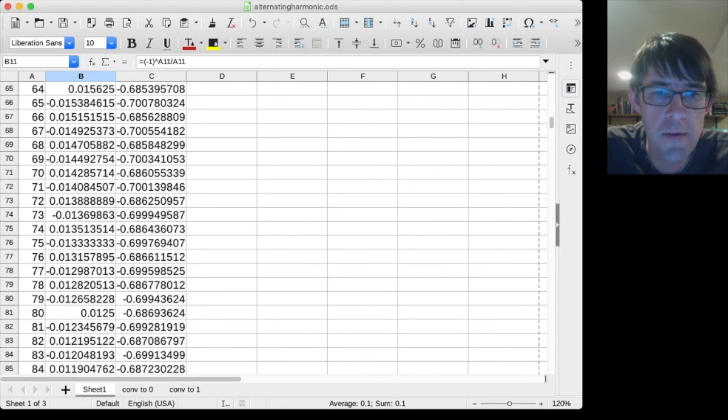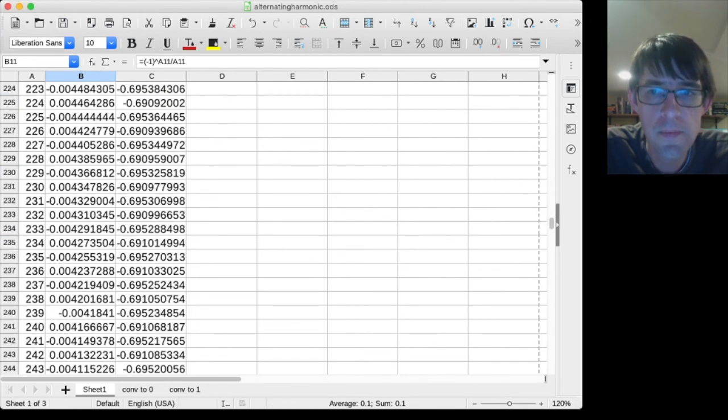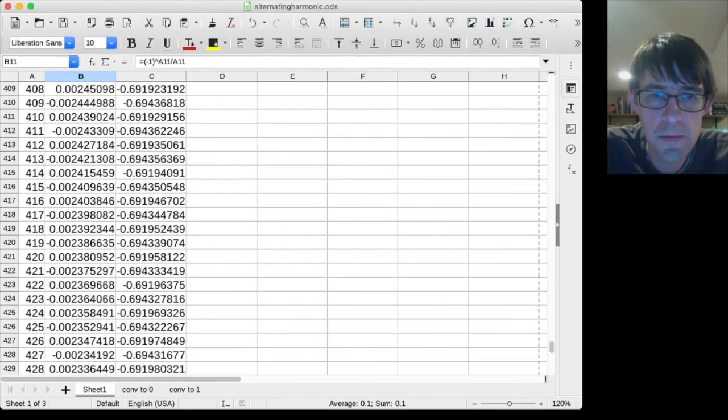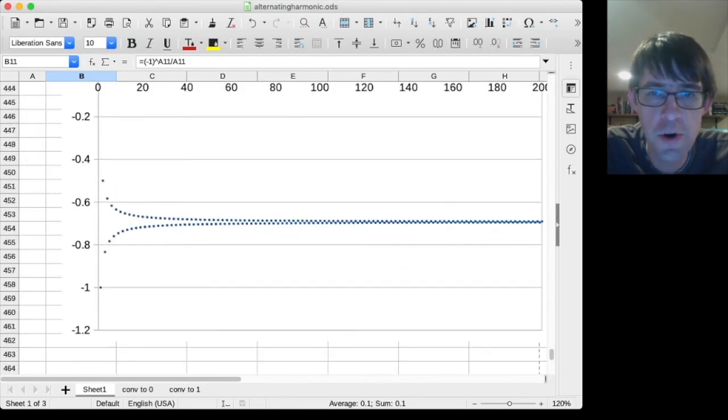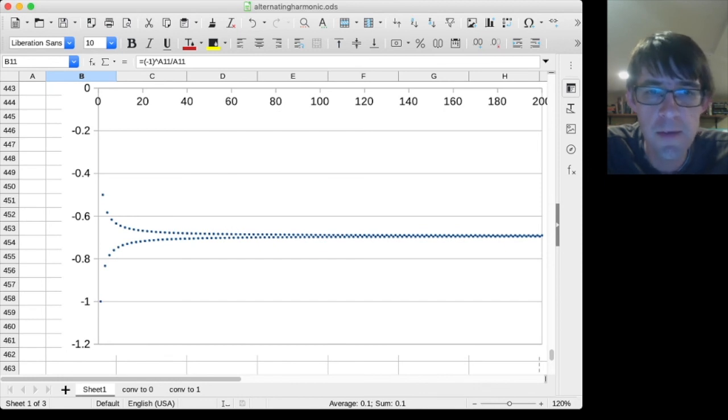And if you go down far enough, remember this from yesterday? I made my little chart here. Here are the values. You can see they bounce back and forth, but they do converge to some value in there, which turns out to be the natural log of 2. All right, check it out. I'm going to my next tab.